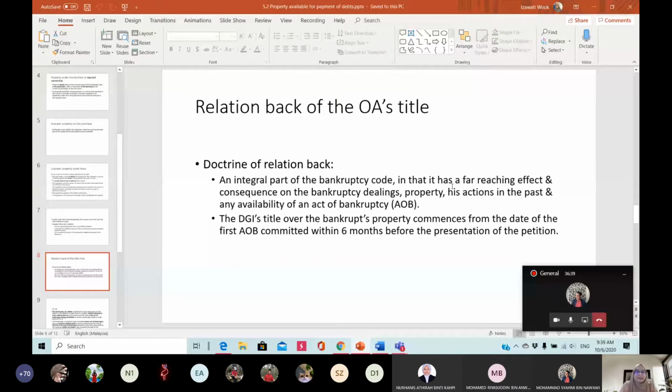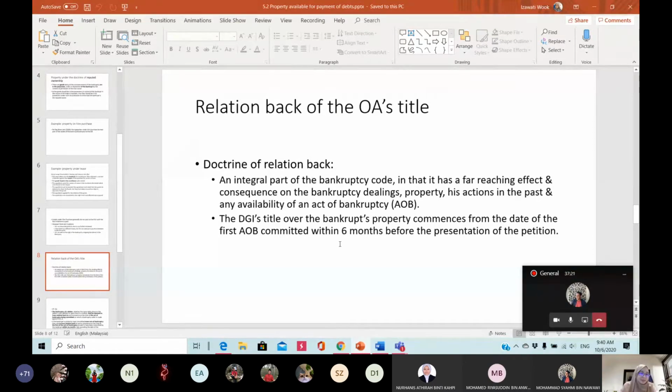Yes. So the DGI's title to interest, or sort of ownership, yes, over the bankrupt's property, commences from the date of the first act of bankruptcy committed within 6 months before the presentation of the petition. Okay, you can see the timing is 6 months before the presentation of the petition. Not only from the date of the bankruptcy order, but before the presentation of the petition. So any act of bankruptcy which is committed before the presentation of the petition may trigger the doctrine of relation back to apply.